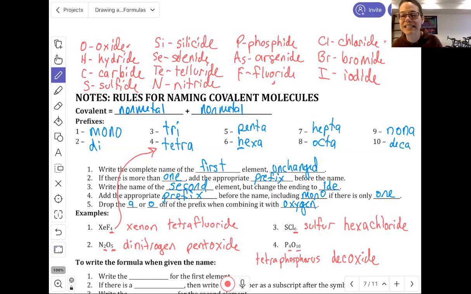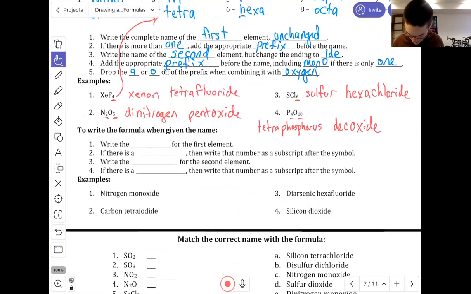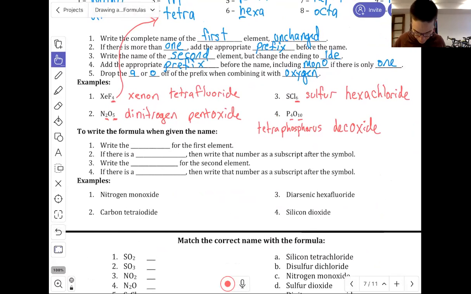These sound really dumb, but they are incredibly descriptive because they tell you exactly what elements are there and exactly how many of those elements are there. So they're incredibly specific, which does make them helpful. So let's do the reverse, and write the formula if we have the name.